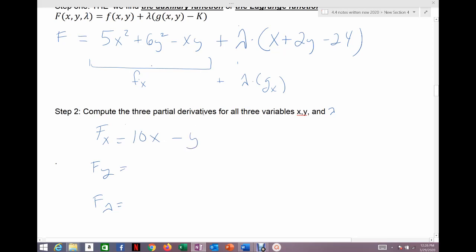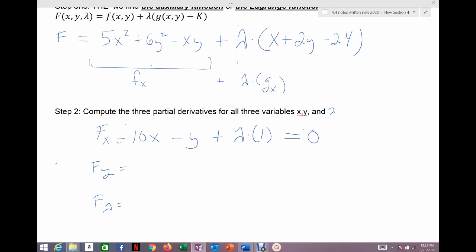minus y, right? The derivative of f sub x is 10x minus y, plus lambda times the derivative of the constraint with respect to x. Well, again, I'm looking here. There's just this 1x value. The derivative of just x is 1. So it's going to be lambda times 1. Go ahead, set it equal to 0 so you don't forget. That's stated in my next step, but good rule of thumb, just go ahead and do it right away so you don't forget.